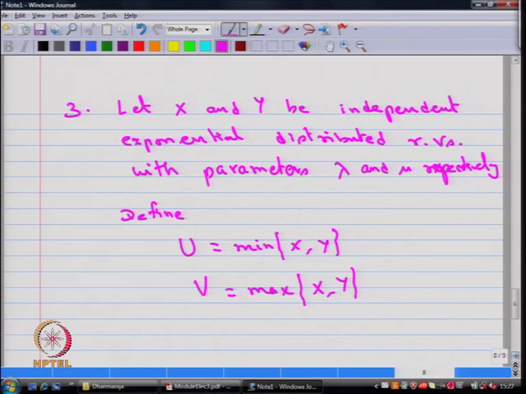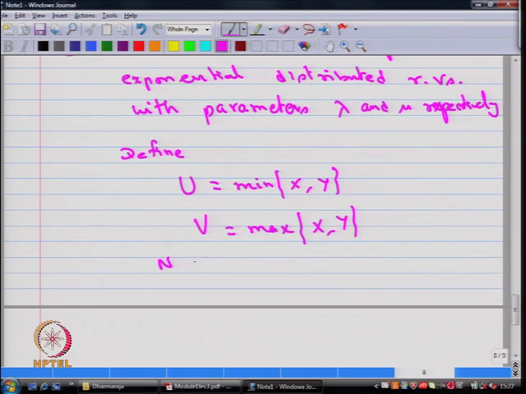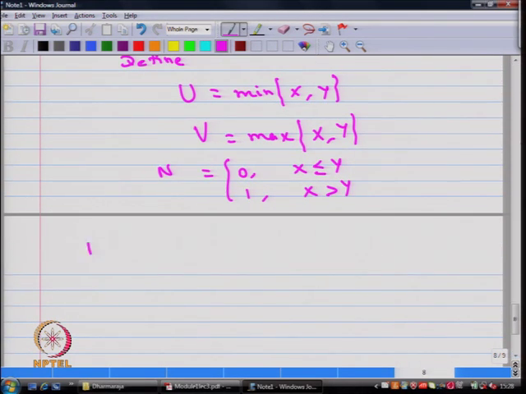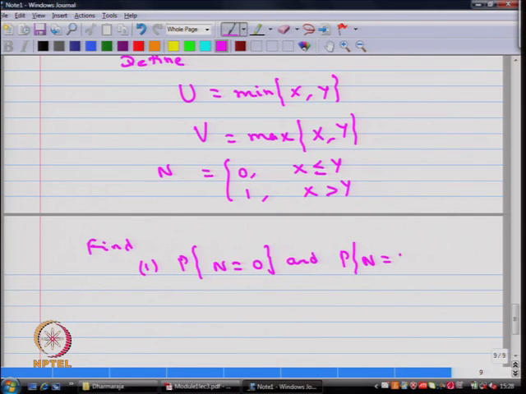The third random variable capital N is defined as follows: it takes a value 0 if X is less than or equal to Y, and it takes a value 1 if X is greater than Y. So, using the two random variables X and Y, we have defined three random variables U, V and N. Our interest is to find the probability that capital N takes a value 0 and the probability that capital N takes a value 1.